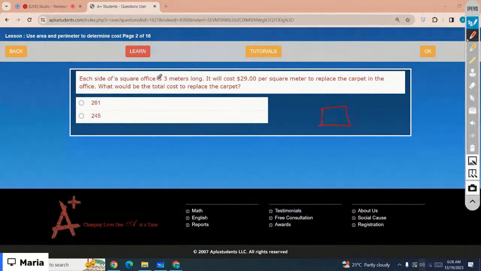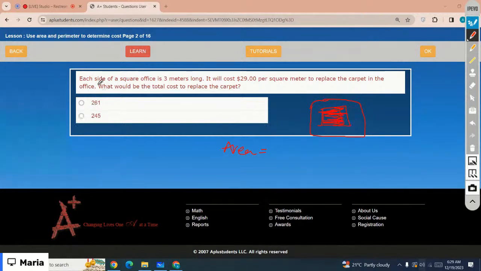Carpeting is always inside, right? Whenever you have to calculate the cost of something that is inside a shape, you must calculate the area of the shape, right? And whenever you need to calculate the cost of something outside the office or the building, like a fence, like the one example we did, like the frame, you have to calculate the perimeter. For inside, like carpeting is inside the office, so you must calculate the area.